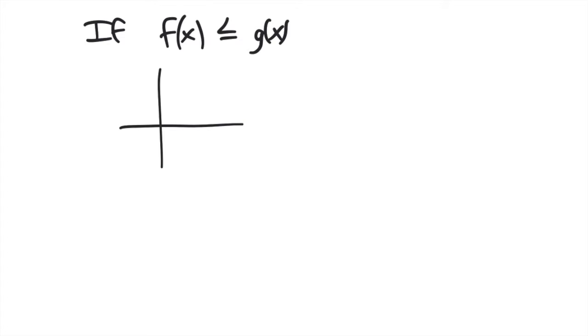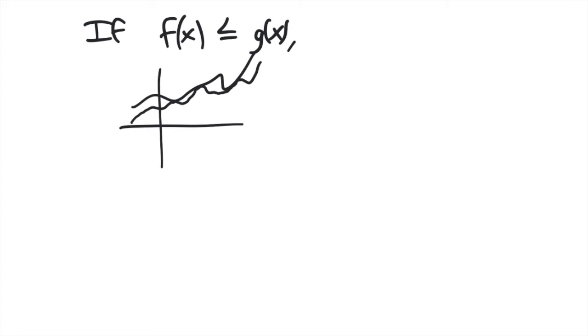It says, let's suppose that f of x is one function and g of x is another function, and we're going to assume that f of x is always less than or equal to g of x. So think about kind of what that means on a graph. That means that if g of x is up here, then f of x is always down below, or there could be points where they're equal, but f of x is never up above g of x.